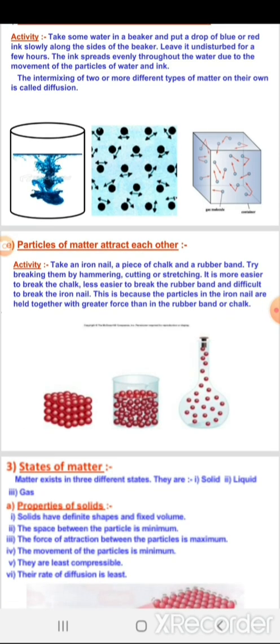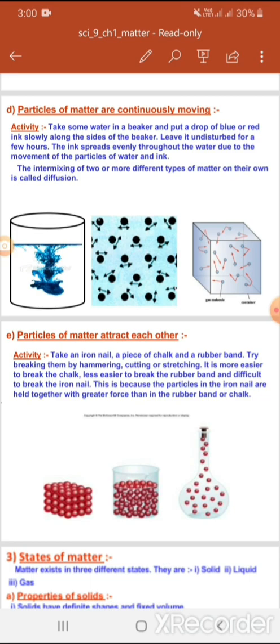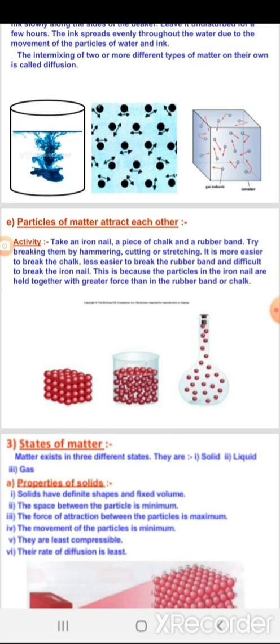As you all know, diffusion is when particles travel from higher concentration to lower concentration. So here you can see that the particles of ink start diffusing into the surrounding water and they start spreading. So we can say that particles of any matter are continuously moving.